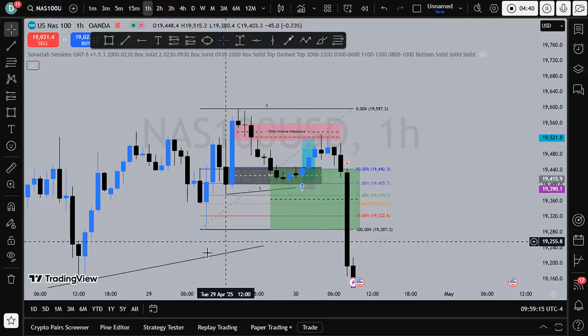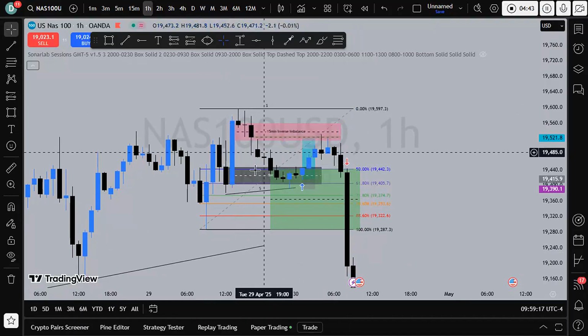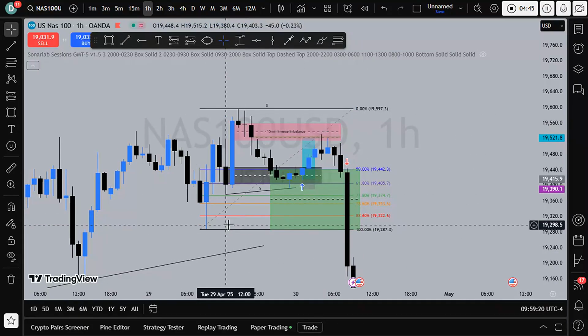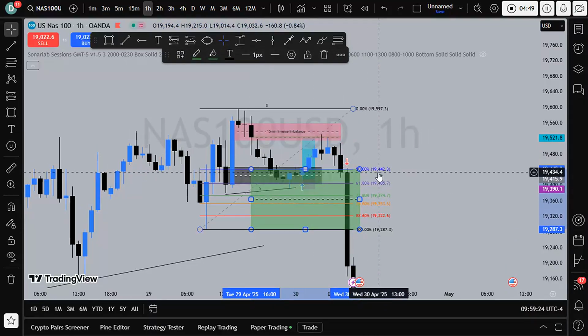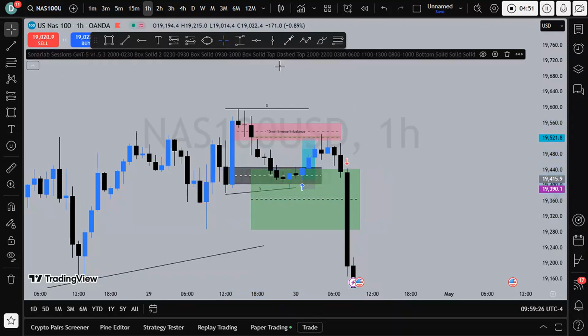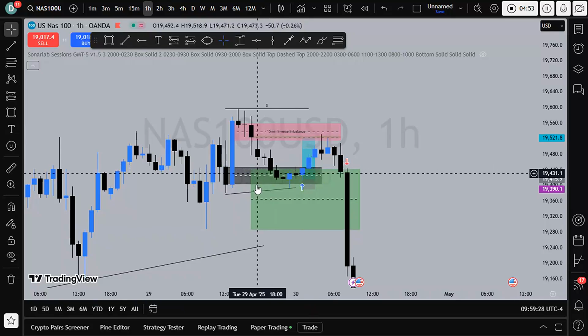After you identify your trading range on your higher time frame, you want to mark out your discount level. Your discount level is just an area where you can buy price at a discount.